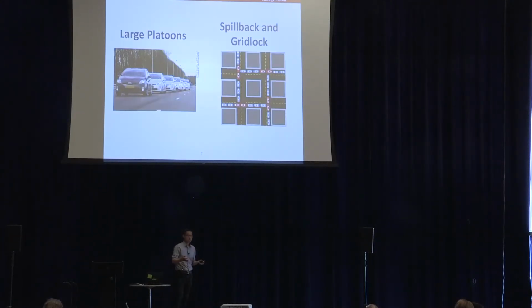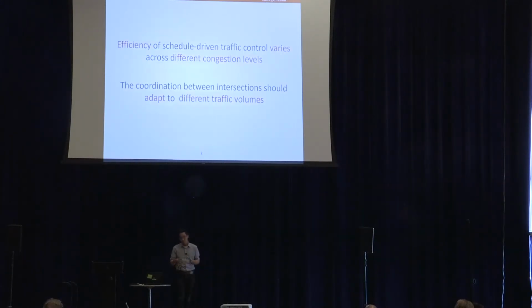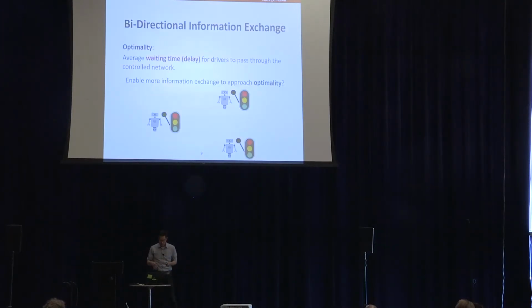For a saturated network, usually we will have a large platoon, and the large platoon will cause the spillback effect and also the gridlock effect. So we found that the efficiency of schedule-driven traffic control varies across different traffic demands. And we want to know, can we provide a new coordination scheme to adapt to different traffic demands? So here, I introduce a new type of optimality.